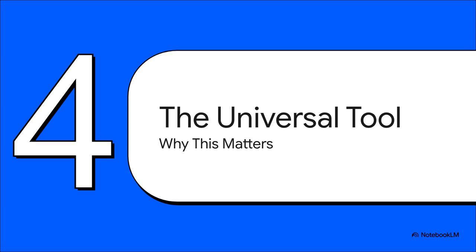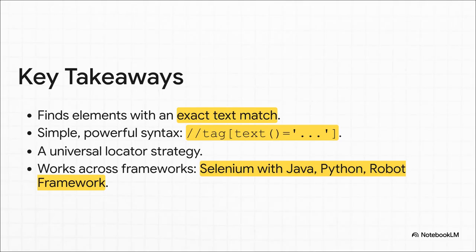All right, so we've seen how it works in a specific case. But let's zoom out for a second. Why does this one little function matter so much? Why should it be in your automation toolkit? Let's recap the big takeaways. You know, when you boil it all down, it's pretty simple. You now have a rock-solid way to find elements based on the text the user actually sees on the screen. The syntax is clean, it's powerful, and maybe the best part, it's not tied to just one tool. It doesn't matter if you're using Selenium with Java or Python or Robot Framework or something else. This XPath strategy, it's a truly universal skill you can take anywhere.